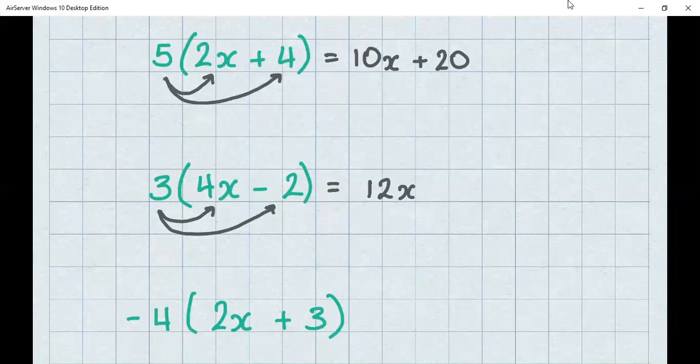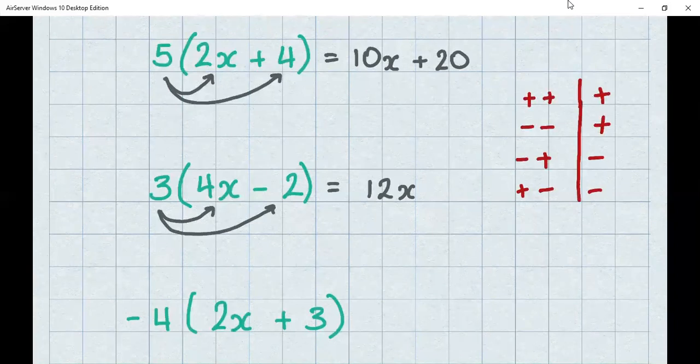Now you need to remember that when we multiply two negative numbers together, the answer will be positive. If we multiply two numbers together that have a different sign, so if we've got a minus and a plus, or a positive number and a negative number, both of those answers are going to be negative. Obviously, if we have two positive numbers, like 3 times 2, the answer will also be positive. So if the signs are different when you're multiplying, then your answer is going to be a negative number.